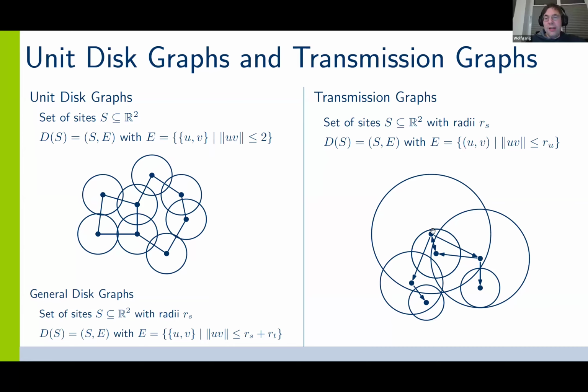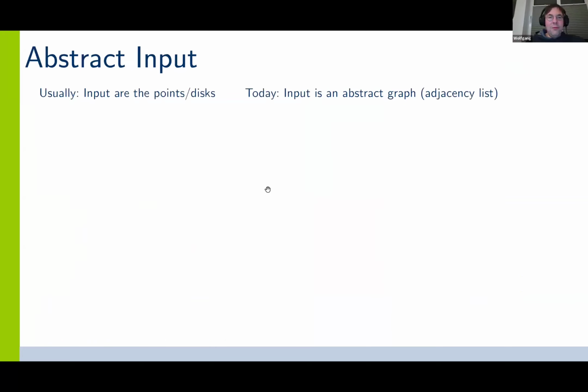So each site has a disk, and now I have edges from the center of one disk to all the sites that lie inside this disk. So this is really like having some broadcasting towers, and they can send in one direction, and you can reach everything that is within your transmission range. But the point that's inside the transmission range can be somewhat weaker, and so it cannot reach you back. These are transmission graphs. And I will also introduce them and use them for this talk.